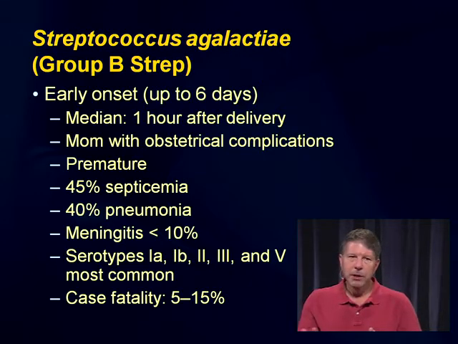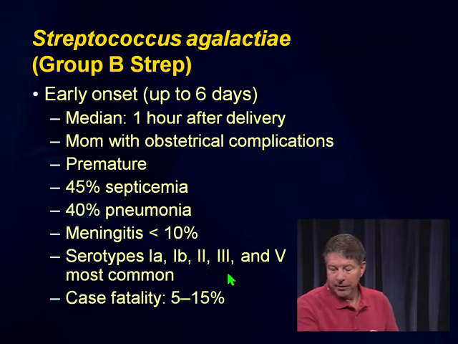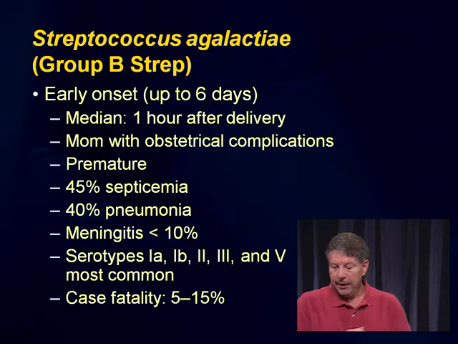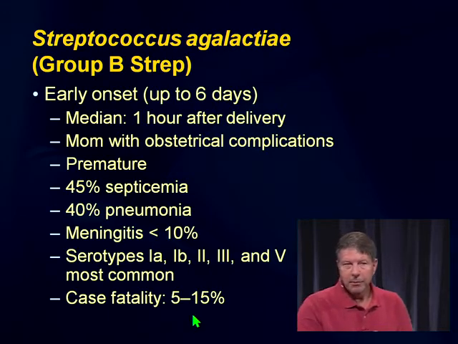I've listed the serotypes. Sometimes they can ask you these. But just remember, it's early. That's how I remember this, early. So it's these types that occur early. Serotypes 1A, 1B, 2, 3, and 5 are the most common. So things that are early numbers, smaller numbers. Case fatality rate 5 to 15%.